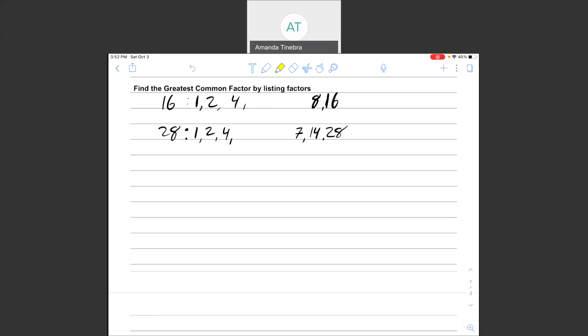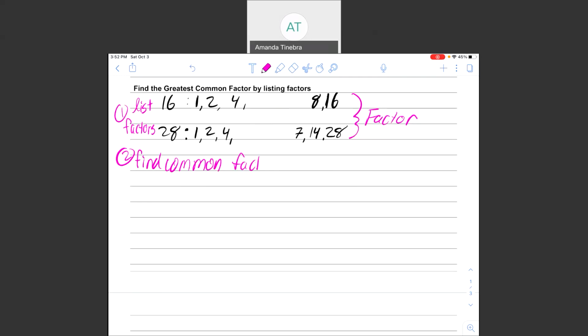My factors for 16 are 1, 2, 4, 8, and 16. So these now are my factors. I want to find the greatest common factor. So I listed the factors, and that was my first step. My second step now is I want to find the common factors.